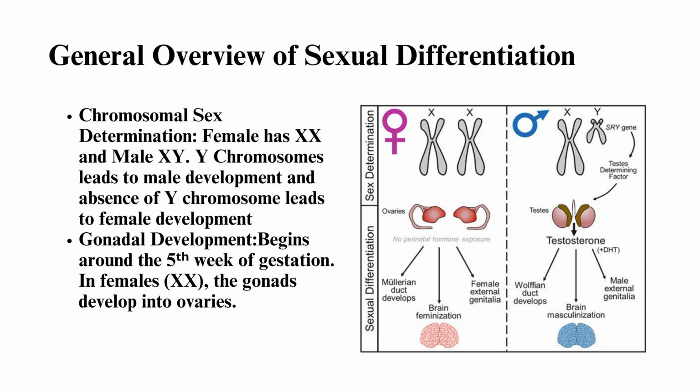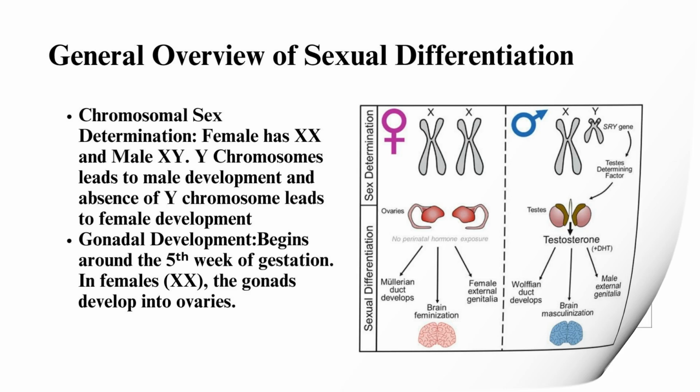Gonadal development. The gonads, ovaries in females, begin developing around the 5th week of gestation. In females, double X, the gonads develop into ovaries. In the absence of the SRY gene, found on the Y chromosome, which stimulates the development of testes in males, the default pathway leads to ovarian development.